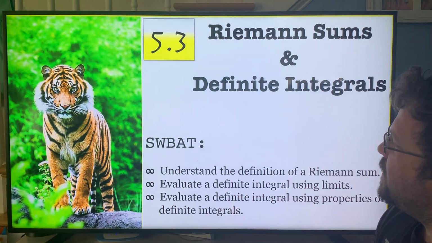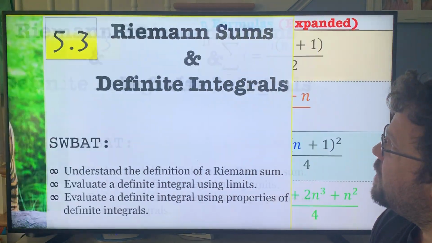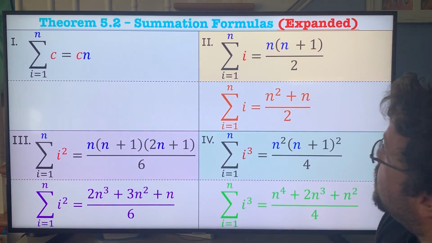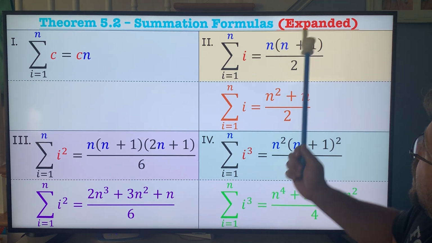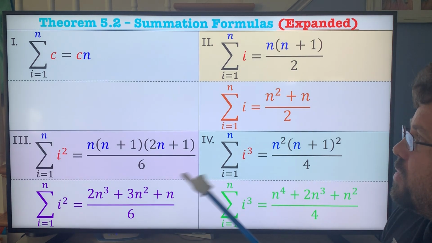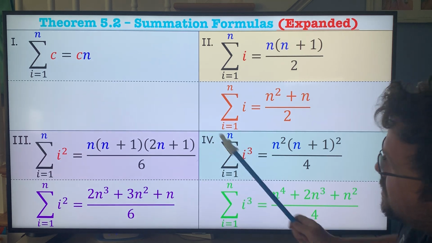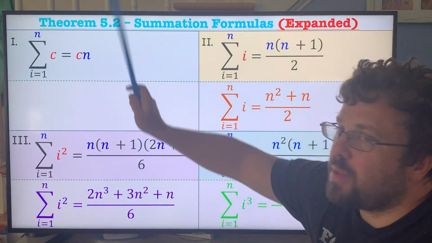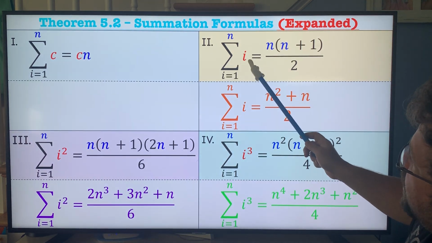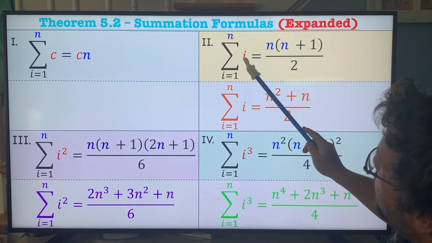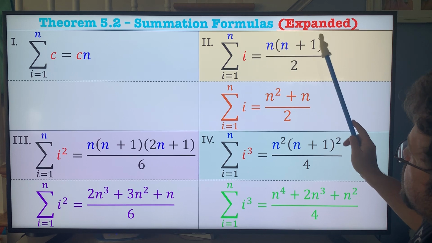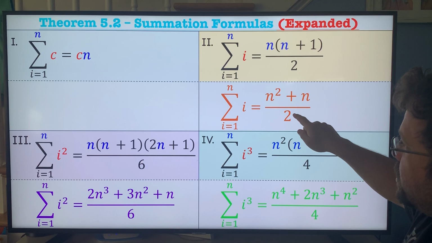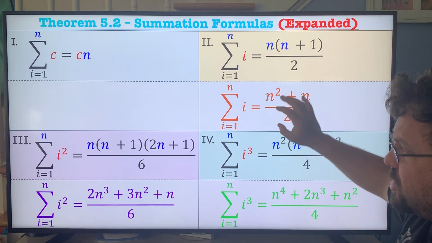Alright, so let's begin. Before we start, last lesson we went over some summation formulas, and we're going to be using the expanded form. The four basic summation formulas: the sum of 1 is the constant times the upper limit term, n. The sum of i is n plus 1 over 2, but if you expand that, it's n squared plus n over 2. It's a lot easier using this form.